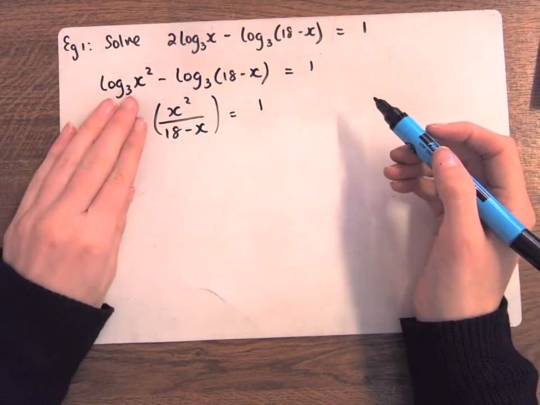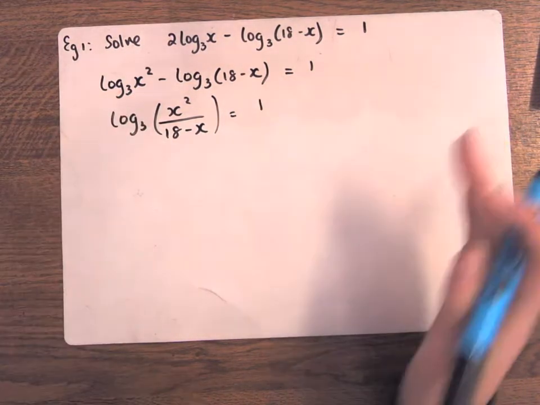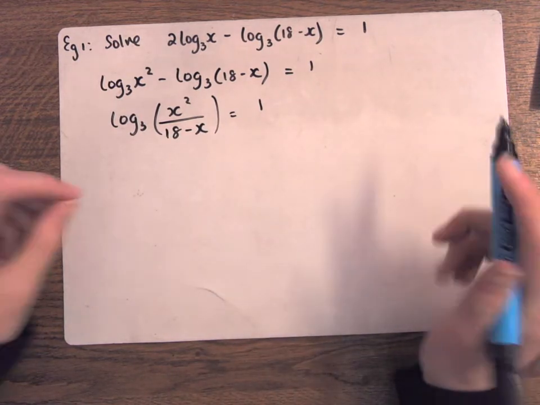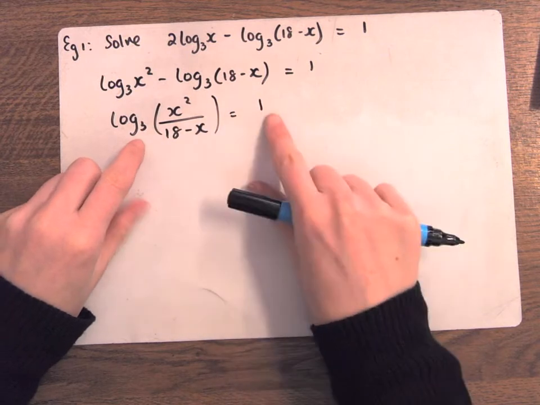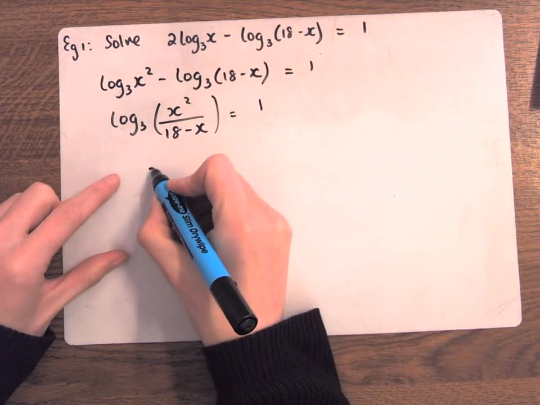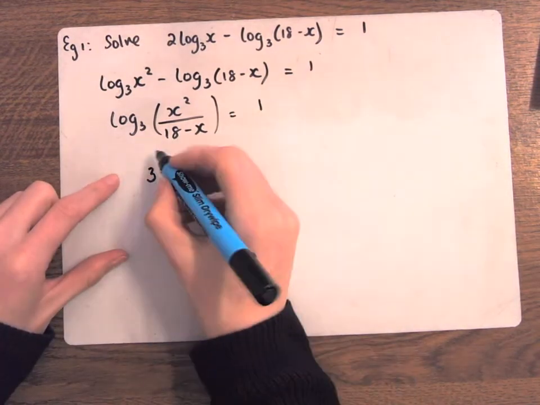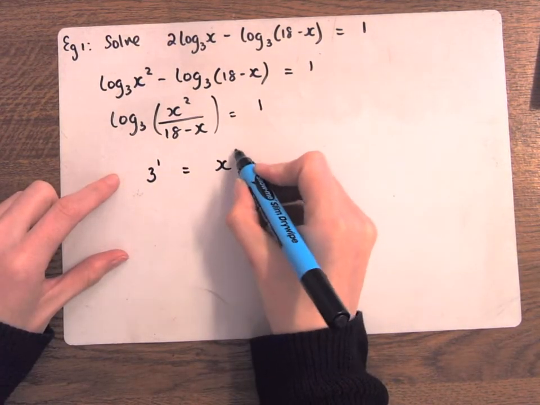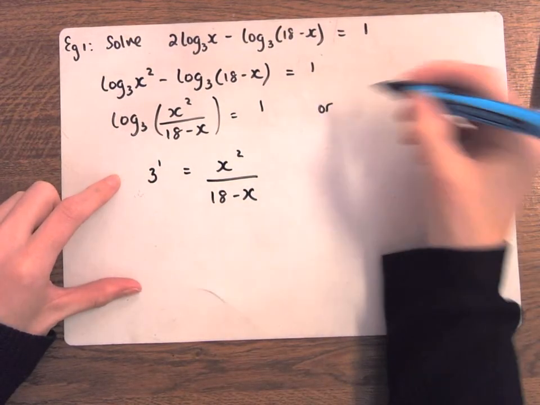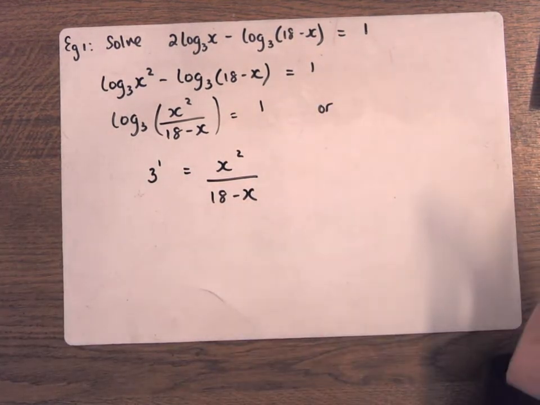And then I'd have a log to the base 3 on this side and a log to the base 3 on this side. Instead, I'm actually just going to use the very first thing we learnt. There's my base, there's my power, there's my value. So, 3 to the power of 1 is x squared over 18 minus x. I'm just going to do an OR here because you might like to do it the other way.